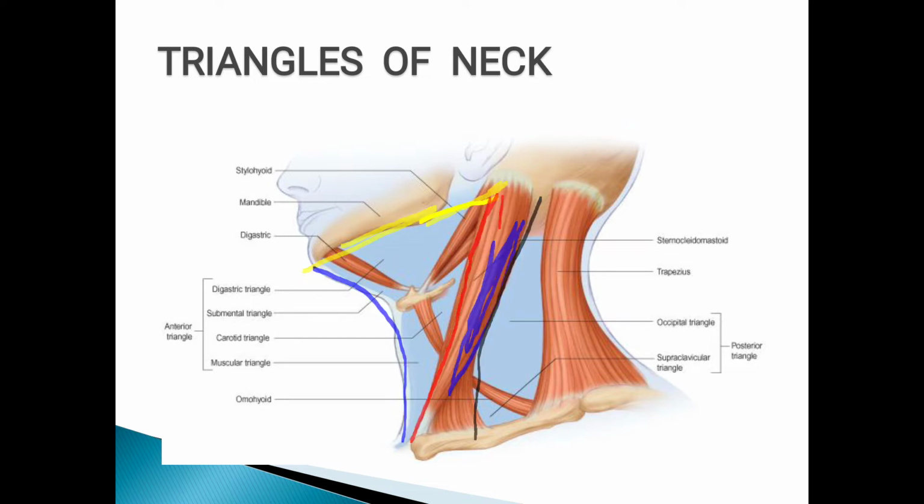This is the angle of mandible. Here you can see this is the angle of mandible. From here to the mastoid process, an imaginary line is drawn. So this is the base of mandible. Okay, this base of mandible and a line drawn from the angle of mandible to the mastoid process.